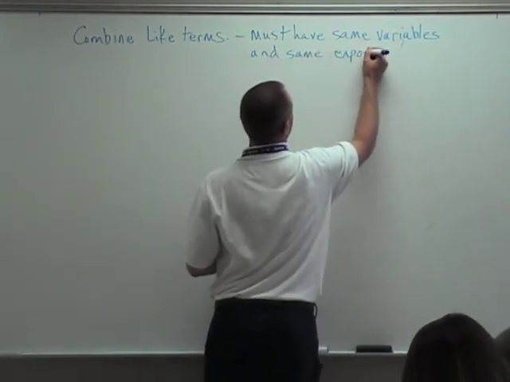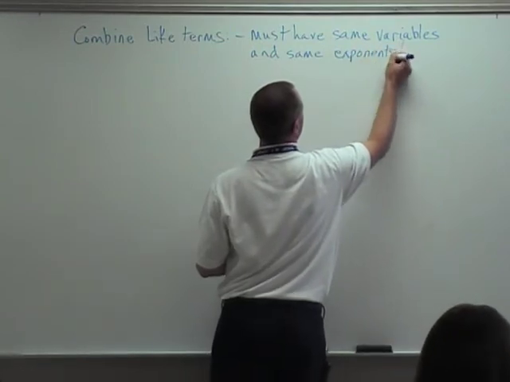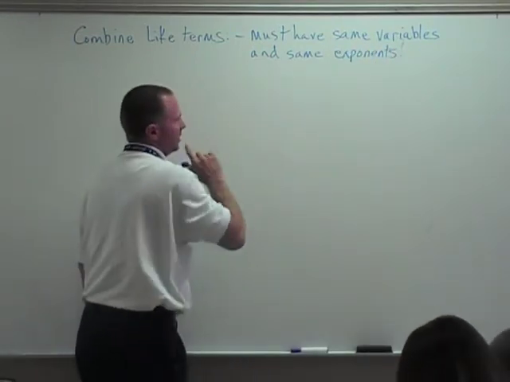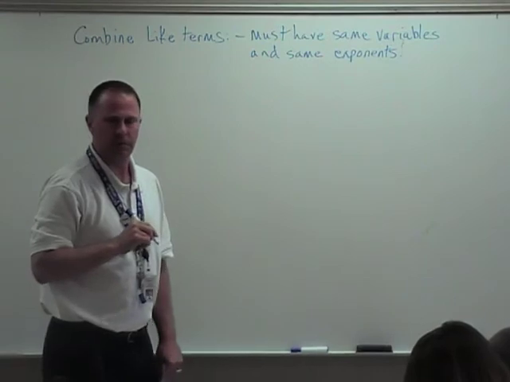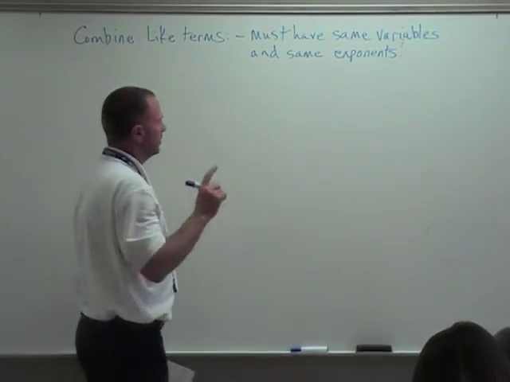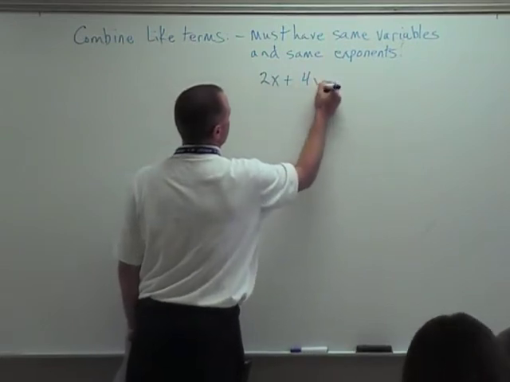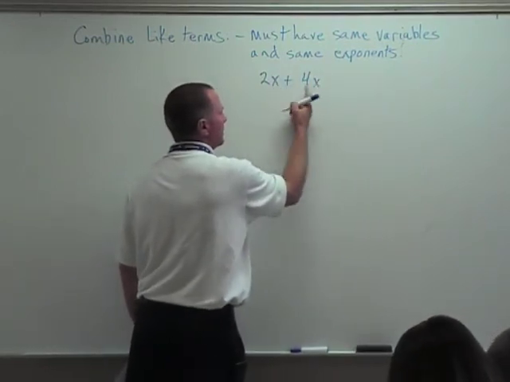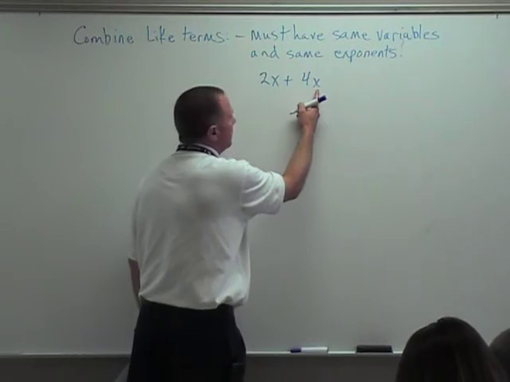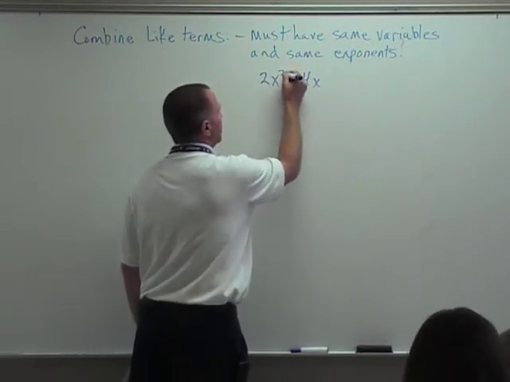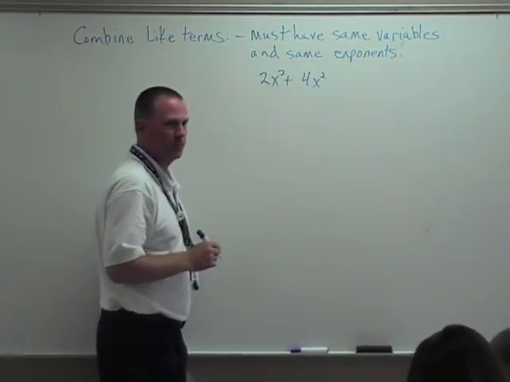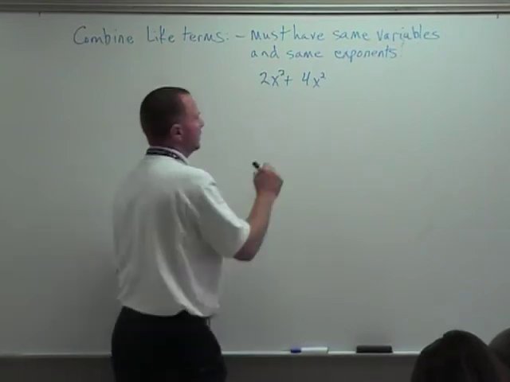Some of you really struggle with this. So, let me give you a quick example of this. Not very many in here struggle with this, there's a few. So if I say 2x plus 4x, the x's are the same letters, and the exponents are the same. Let's say it's 2x squared and 4x squared. And we'll kill 2 birds with 1 stone here.